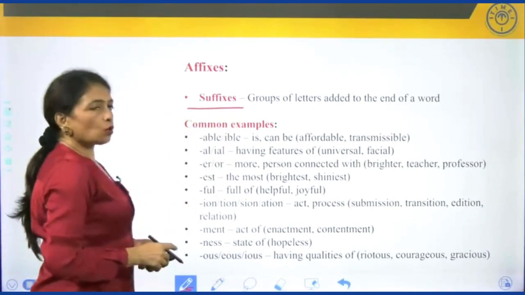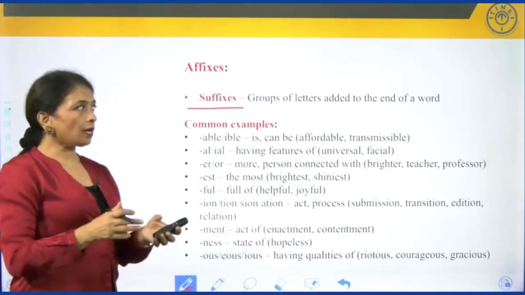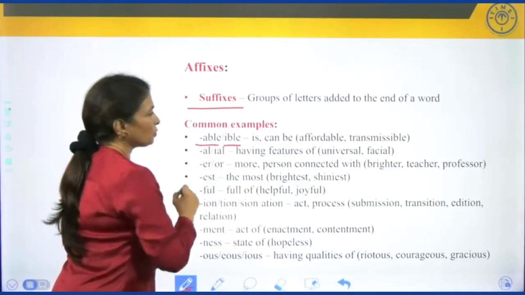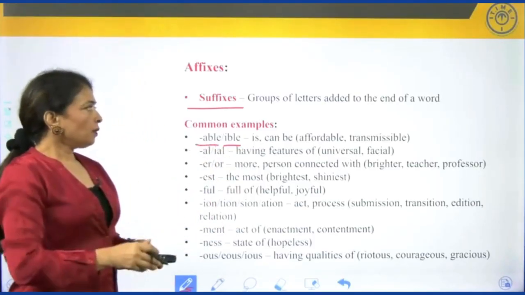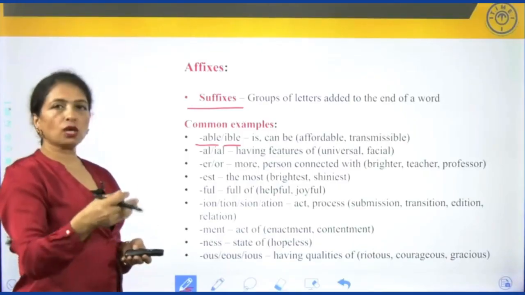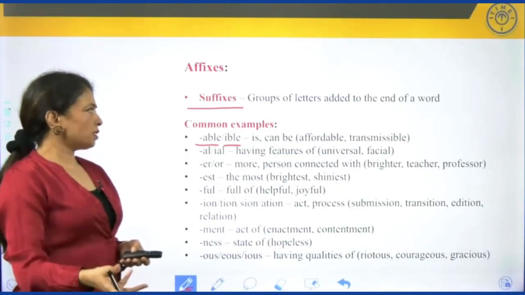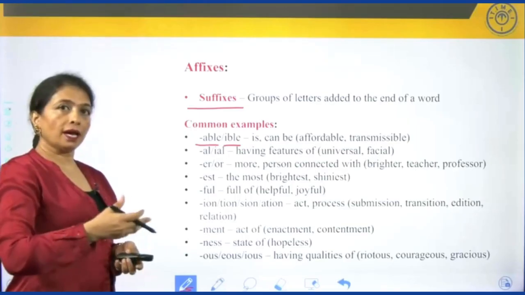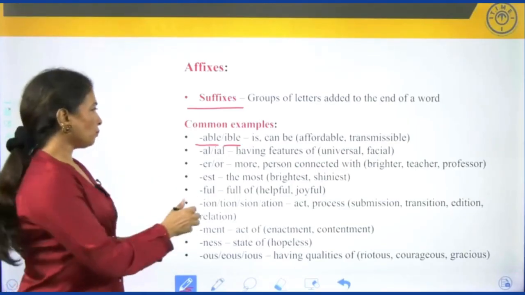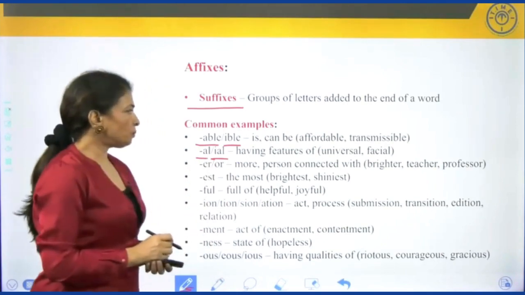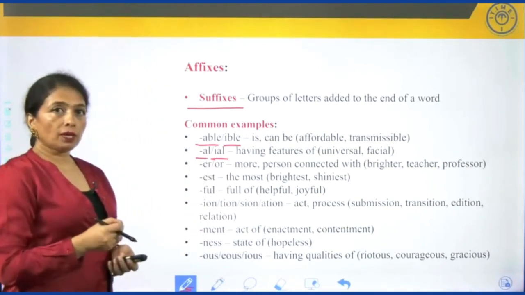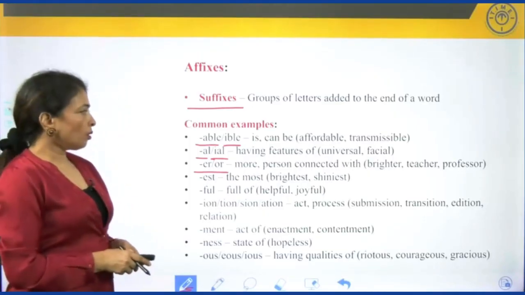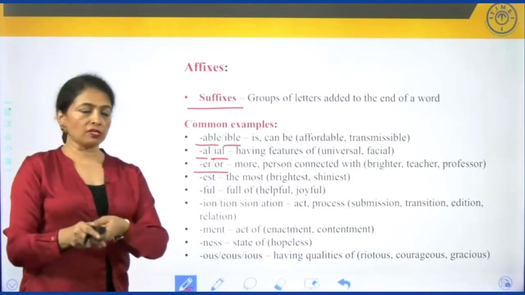What are suffixes? As already discussed, suffixes are groups of letters that are added to the tail end of a word. The common examples are able and ible. So we have able and ible, which form the words affordable, transmissible, capable, etc. And it means is or can be. So capable is somebody who can be or is able to do something. We have al or ial, which mean having features of, and there are words like universal and facial. We have er or or, which mean more or person connected with: writer, teacher, professor, etc.